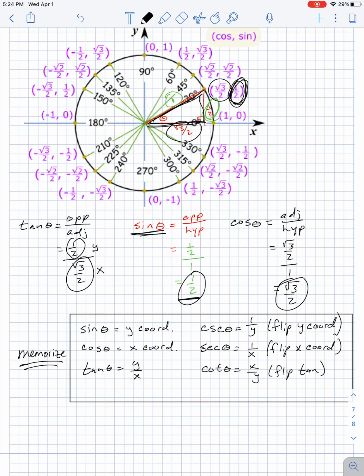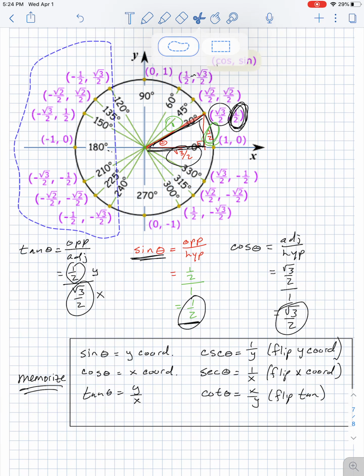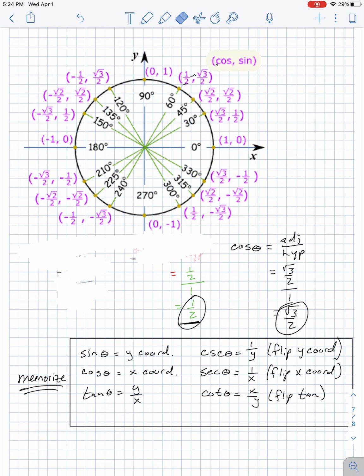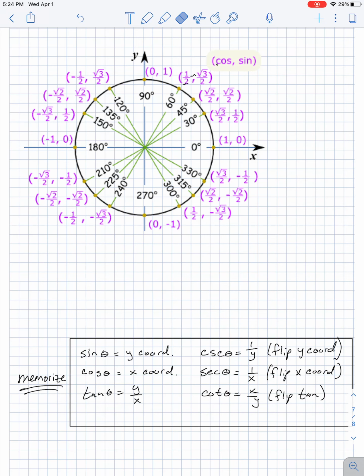I'm going to pull this. Maybe. Nope. Oh my gosh. Why can't I grab this thing? I don't know. Okay, never mind. I'm going to just erase these two because I want to use this unit circle. I thought I could pull it down to the next page.